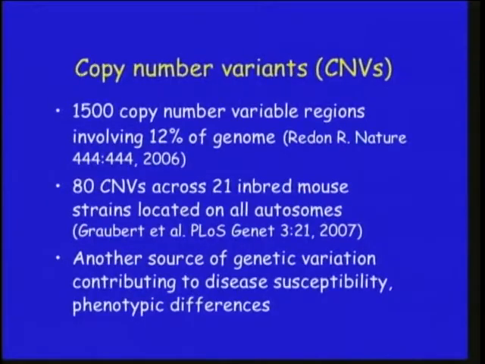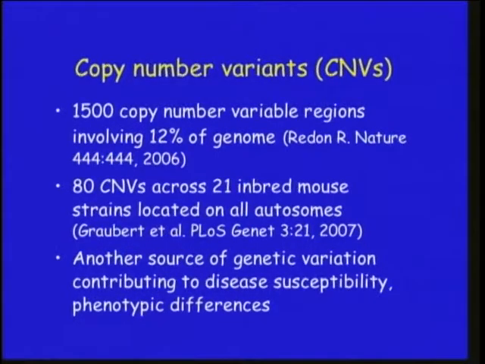A recent study that was published in Nature screened a number of the HapMap samples with a very high-density array, and they identified 1,500 different copy number variable regions that they estimated to involve at least 12% of the genome. So these are not rare structures. They seem to be very common.